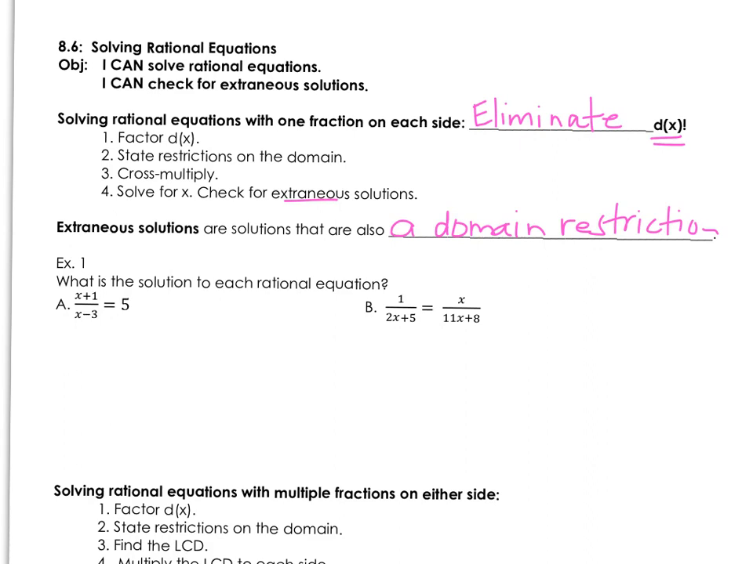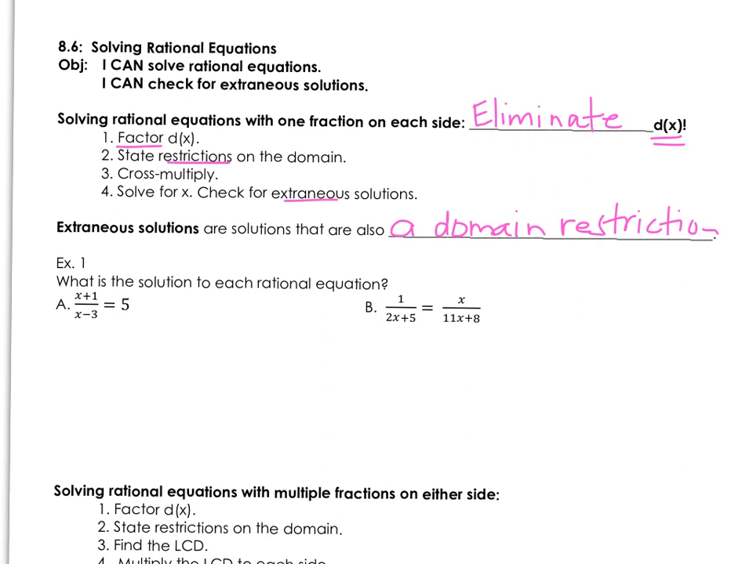Our final lesson in Chapter 8 is 8.6, Solving Rational Equations. When asked to solve a rational equation with one fraction on each side, our goal is to eliminate the denominators. The first thing you'll want to do is factor the denominators just like we did in 8.5. We'll also state restrictions in our domain, just like we did in 8.5.